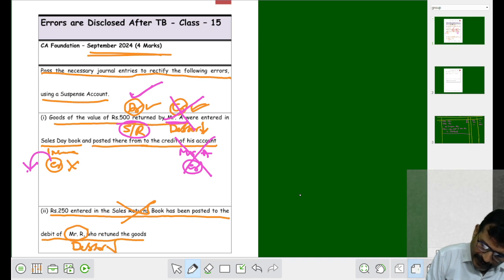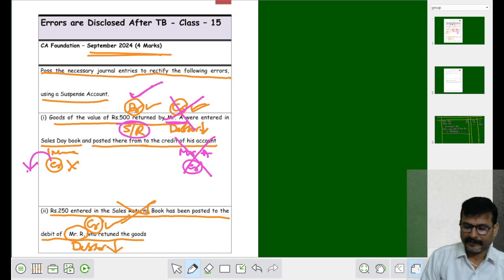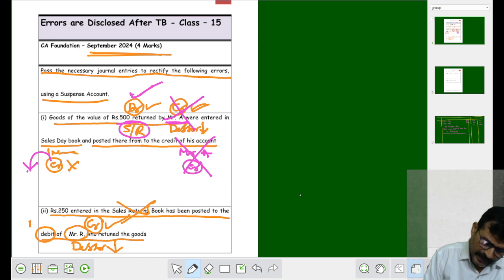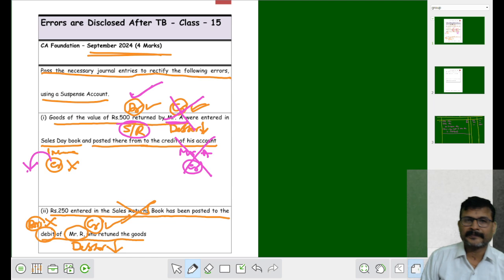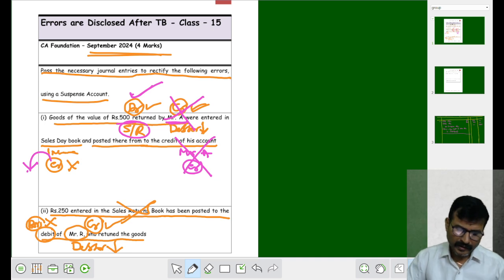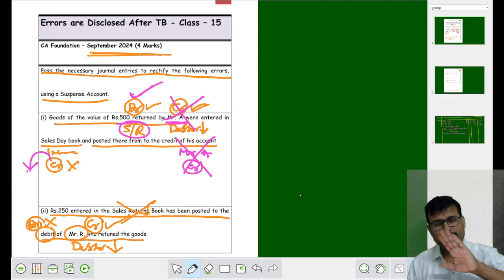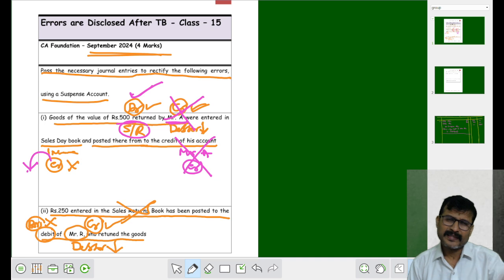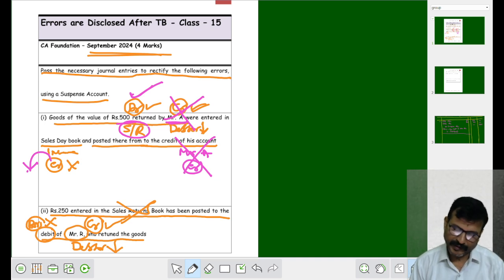the debtor decreased. When the debtor decreased, we have to take it on the credit side as a correct entry. But what have you done? You have taken it on the debit side of Mr. R as a wrong entry. My dear students, did you understand what I told? 250 returned, entered in the sales returns book. So the entry is made in the sales returns book. Sales returns book is not to be taken for rectification.